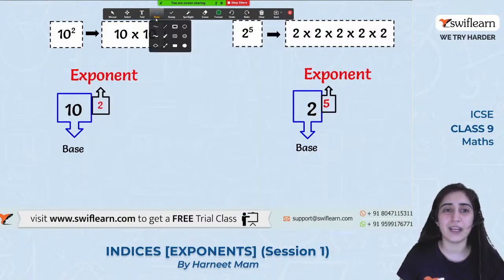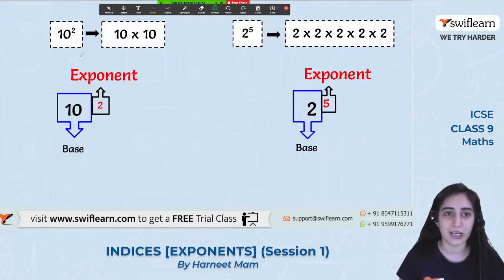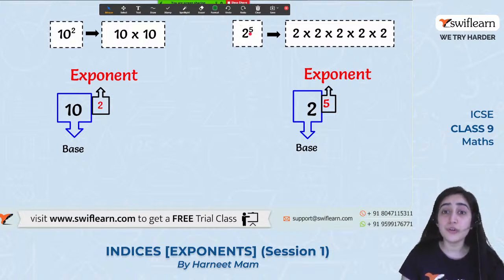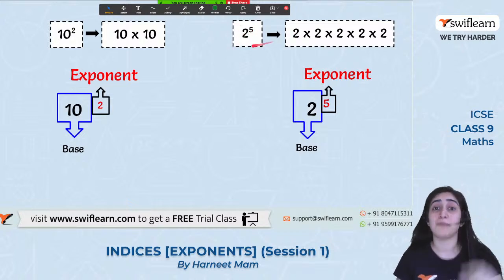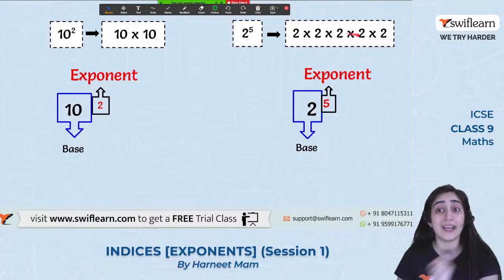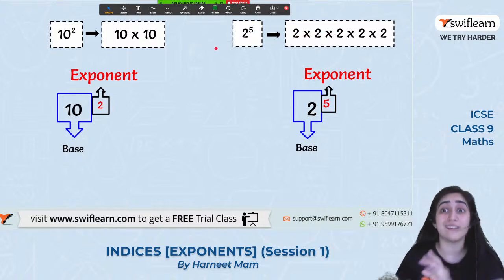Okay, so let's read. How can you read this question? Coming back to the class. Anyone who knows how can we read this one? It's 2 raised to the power of 5. So that means we are multiplying the 2 again and again. So हम 2 को multiply कर रहे हैं 5 times.